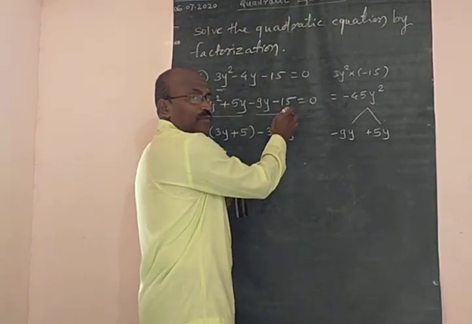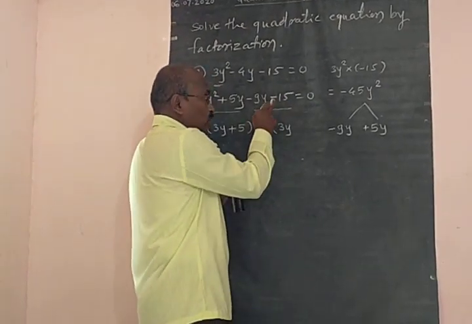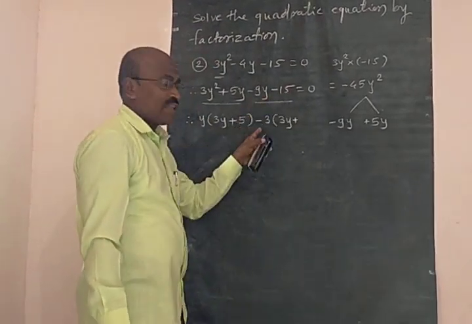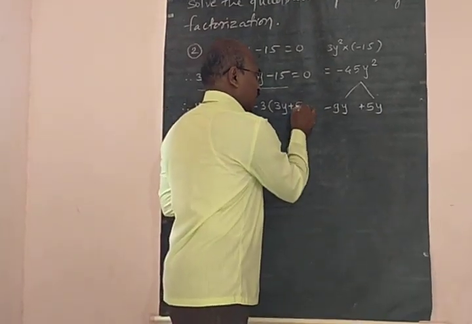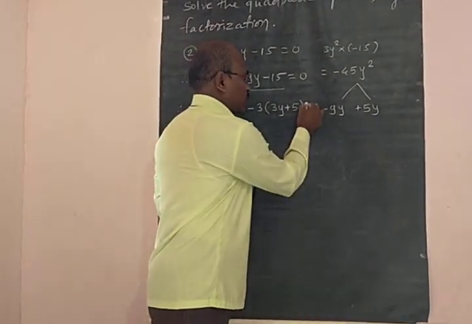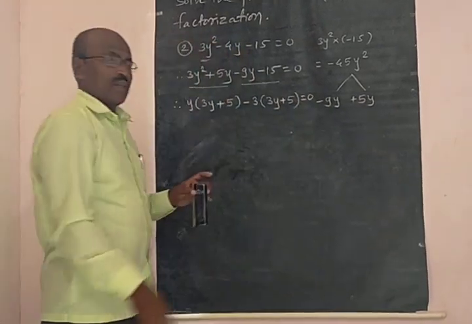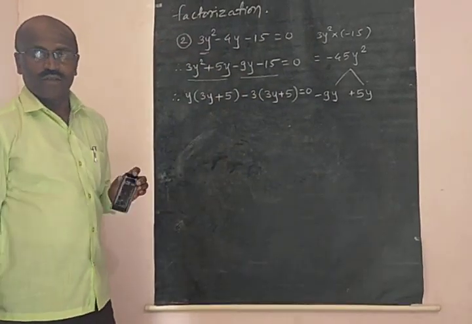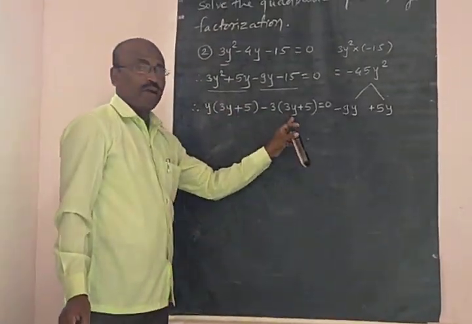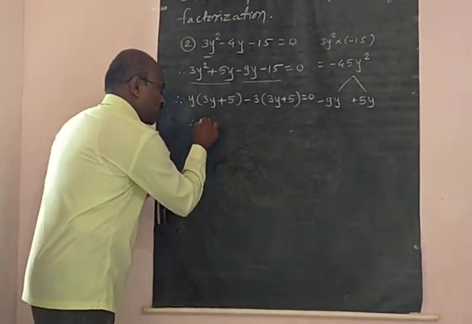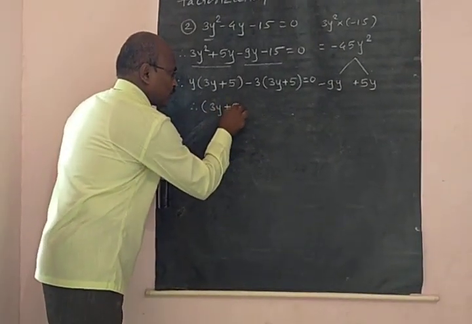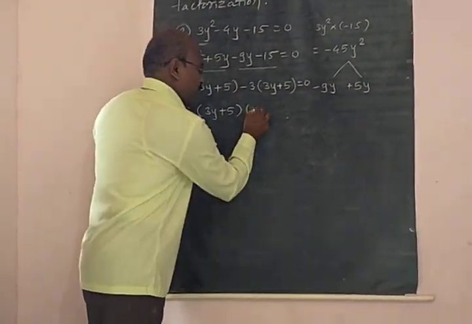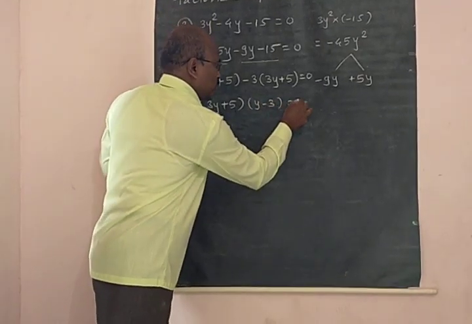And then the next term, divide 15 by 3. Here is the minus sign, so change this sign. It will become plus. What will we get? 3 fives are 15. That means 5, equal to 0 as it is. Again we get the two terms as common in both the terms. That means 3y plus 5 and this 3y plus 5. Take these two terms as common, 3y plus 5. And in the second bracket we will get y minus 3 equal to 0.